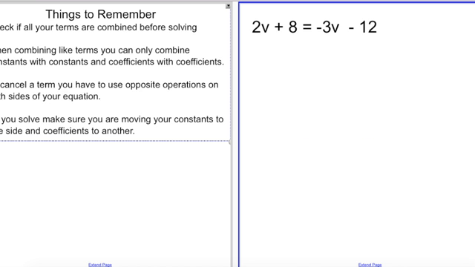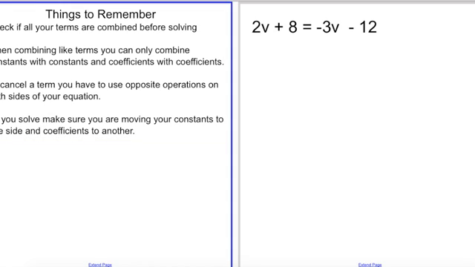Now, in this next example, we have a little bit more to deal with. And what I want to emphasize in this example is, again, you want to cancel the terms with opposite operators. And you also want to make sure that your constants and coefficients are on opposite sides. So I'm going to want my coefficients to be on my left side, so the v's are going to be on my left, and my constants are going to be on my right. I want them over here.